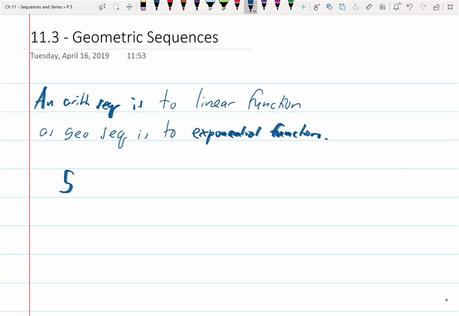Here's an example of a geometric sequence. 5, 10/3, 20/9, 40/27. Can you continue it? Maybe. What's the next one? 80/81. So what is the r value for this particular geometric sequence? 2/3. Yeah, 2/3. You'd be multiplying by 2/3.